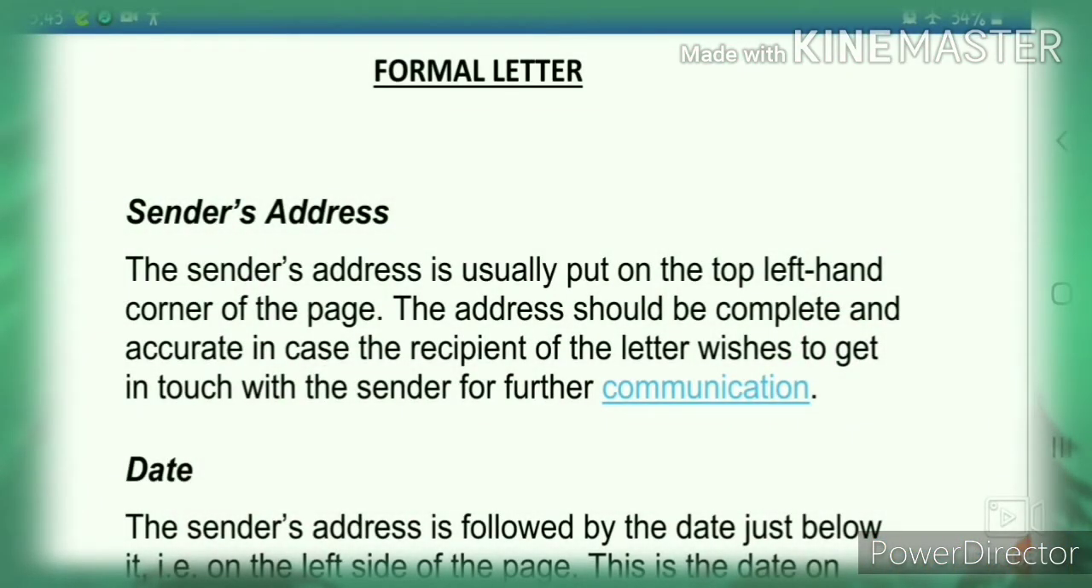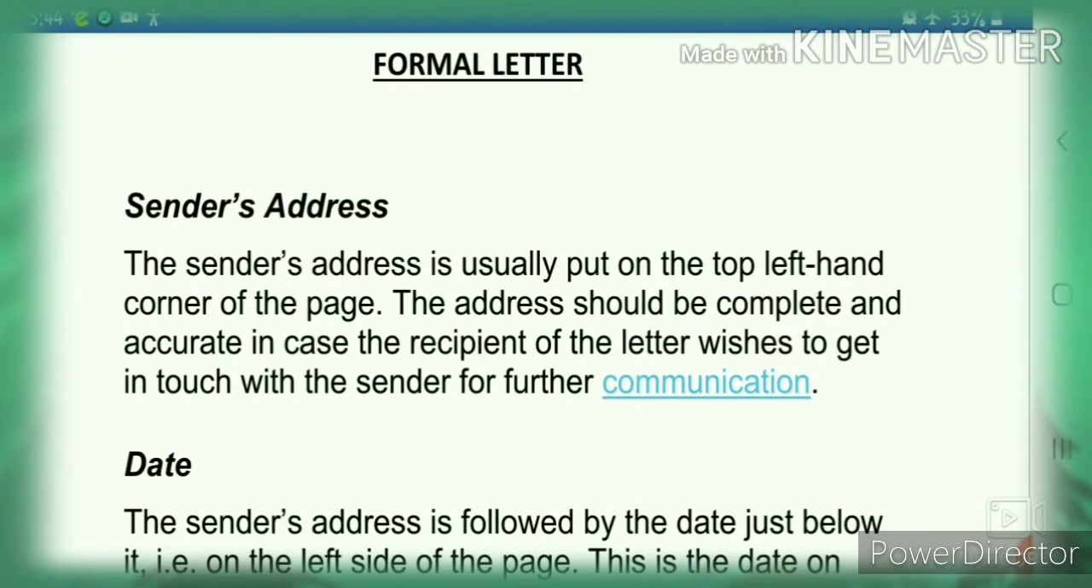Students, when we write a formal letter, we need to follow few steps. So, when we start writing a formal letter, at the top left side of the page, we write the sender's address. Sender is the person who writes the letter. So, the sender's address is usually put on the top left hand corner of the page. The address should be complete and accurate in case the recipient of the letter wishes to get in touch with the sender for further communication.